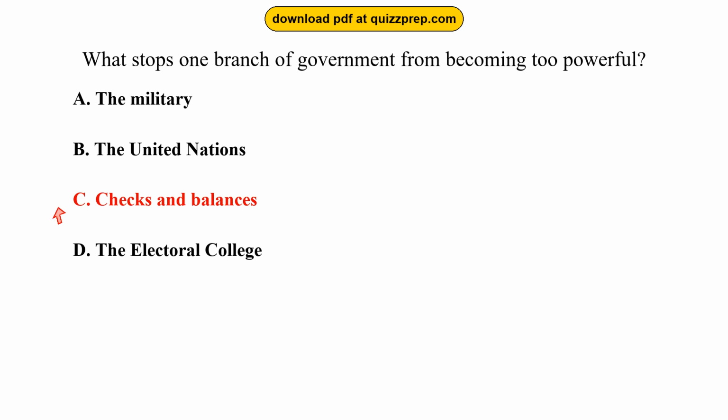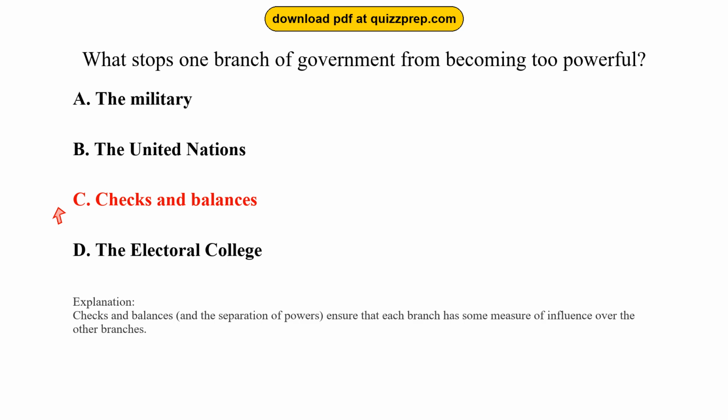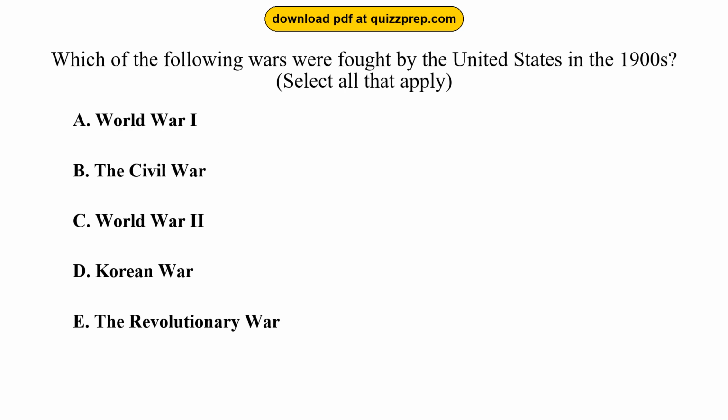The correct answer is option C, checks and balances. Checks and balances, and the separation of powers, ensure that each branch has some measure of influence over the other branches. Question 38. Which of the following wars were fought by the United States in the 1900s?